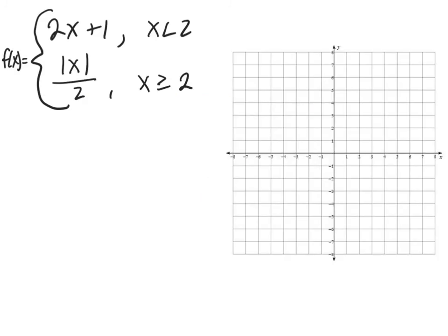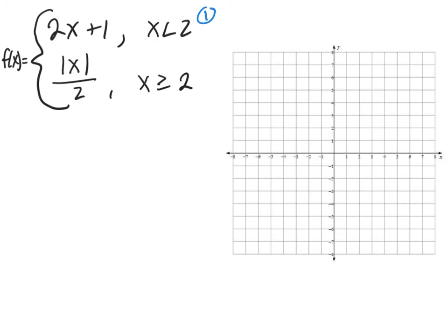Okay. So this piecewise function has just two different parts to it. Our first part is where x is less than 2. So 2x plus 1 will only show up for values to the left of 2, and we'll have an open circle on the end at the right. And the absolute value of x divided by 2 is going to be everything starting at 2 and then going off to the right. So let's start graphing this first function.